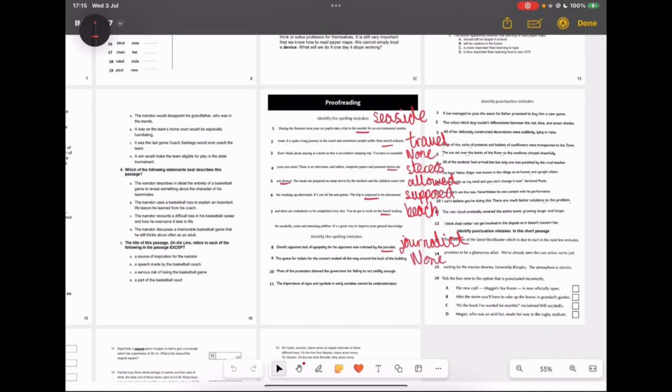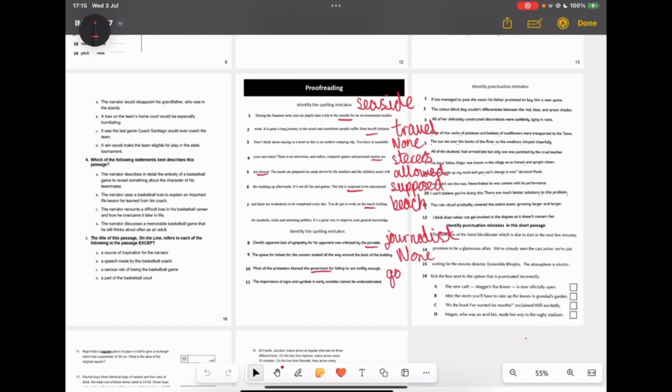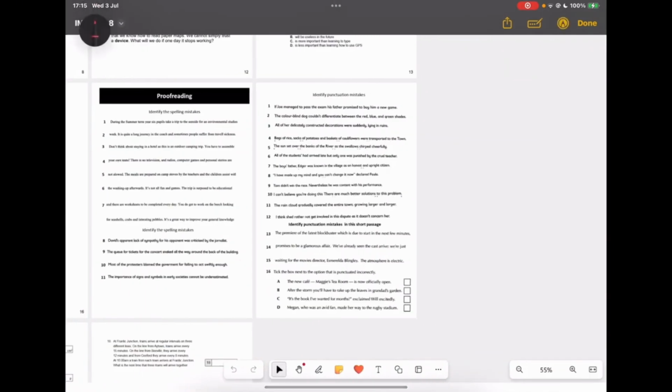10. Most of the protesters blame the government for failing to act swiftly enough. So this will be government. So you need to add an N in between the R and the M. 11. The importance of signs and symbols in early societies cannot be underestimated. So SYMBOLS.